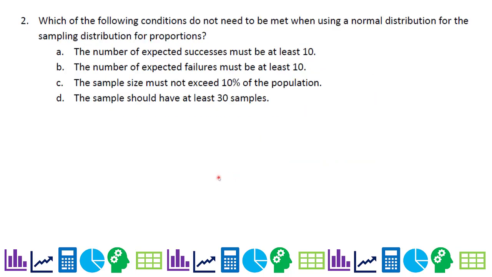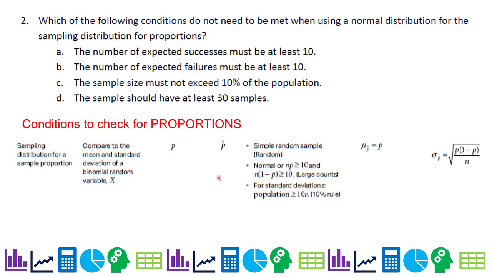Number 2, which of the following conditions do not need to be met when using a normal distribution for the sampling distribution for proportions? Well, we're going to conditions to check. Again, this is straight out of that chart that I gave you in your packet. And you can see here are the conditions. Simple random sample. The normal condition, also known as the large counts condition, for np greater than or equal to 10, and n times 1 minus p is greater than or equal to 10. np is the expected number of successes, and this is the expected number of failures. So A and B are true.